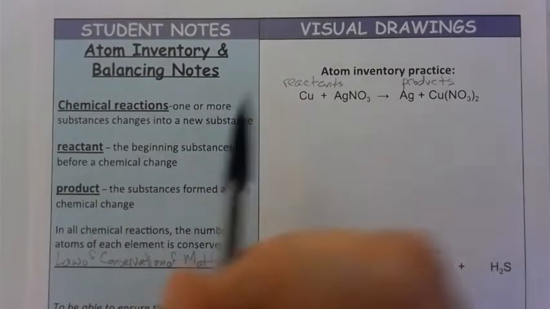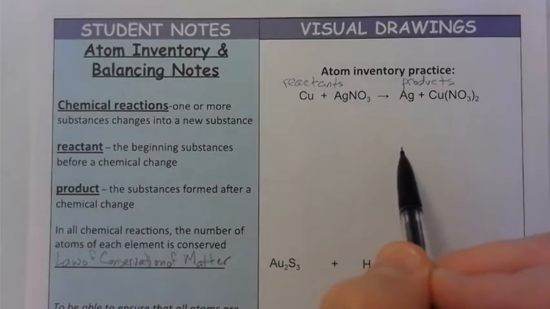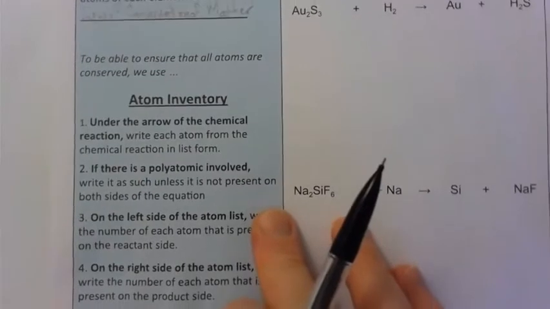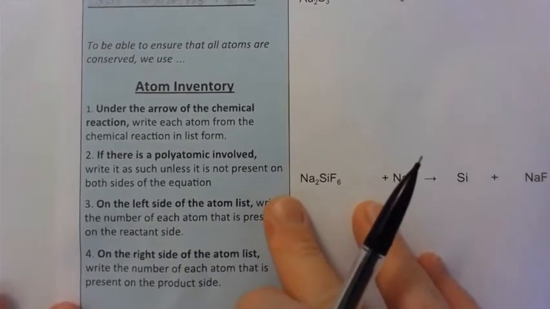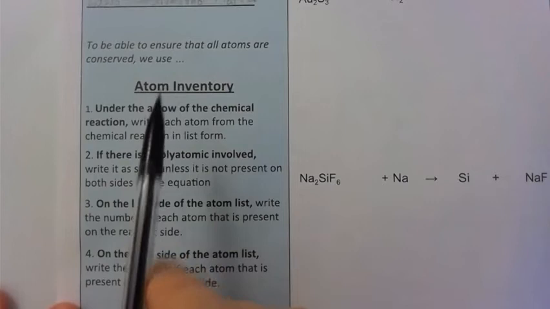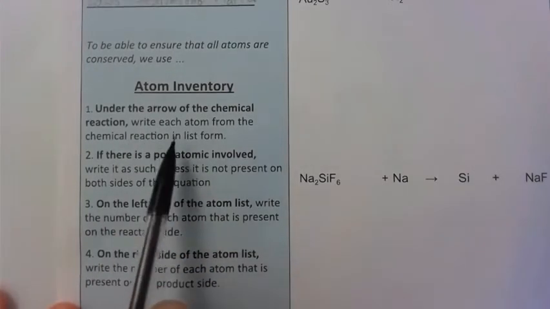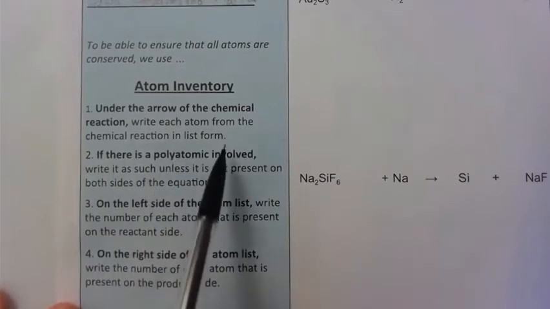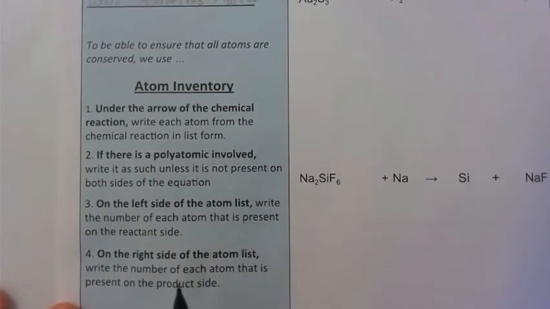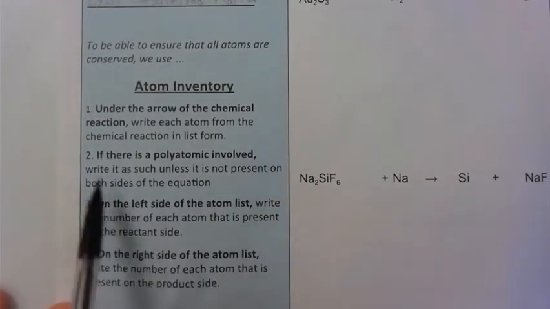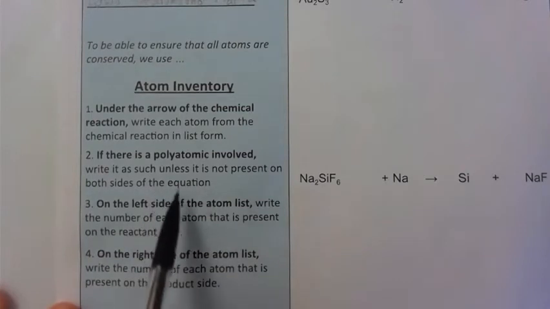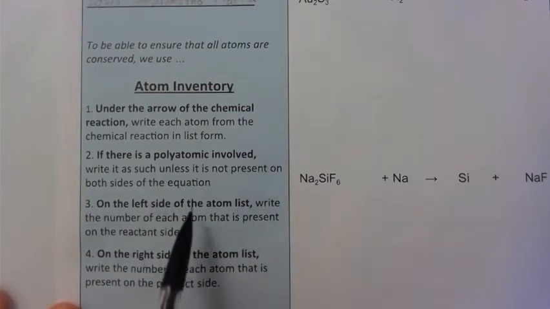And so the first thing that we're going to practice is what's called an atom inventory. And so an atom inventory has some pretty specific steps. To be able to ensure that all atoms are conserved, we use an atom inventory. The first thing that we're going to do is, under the arrow of the chemical reaction, write each atom from the chemical reaction in list form. So just like a column straight down the line, what elements are we actually working with in the reaction? If there's a polyatomic involved, we're going to write it as such unless it's not present on both sides of the equation, and we'll see an example of that going forward.